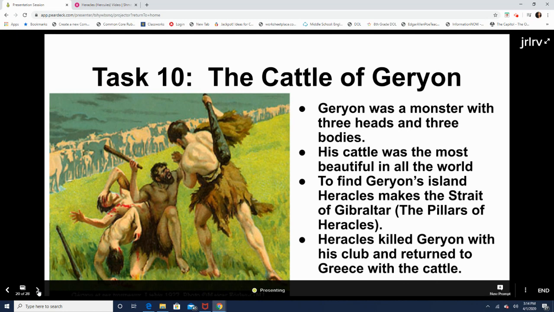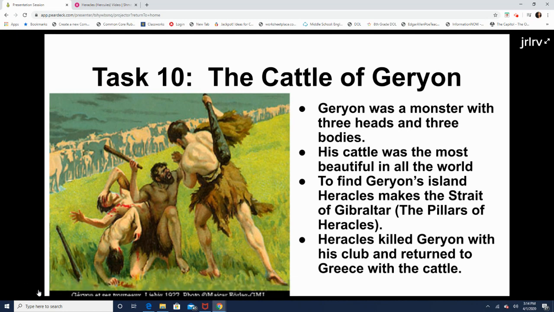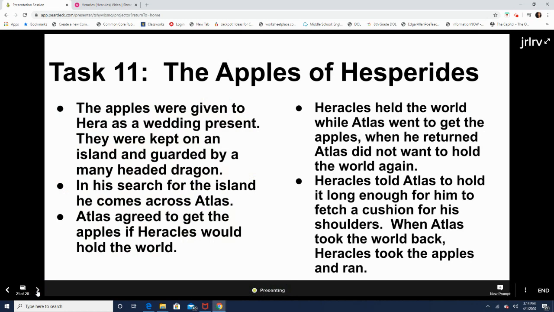Task 10, the cattle of Geryon. Geryon was a monster with 3 heads and 3 bodies. His cattle were the most beautiful in all the world. To find Geryon's island, Heracles makes the Strait of Gibraltar, the Pillars of Heracles. Heracles killed Geryon with his club and returned to Greece with the cattle.